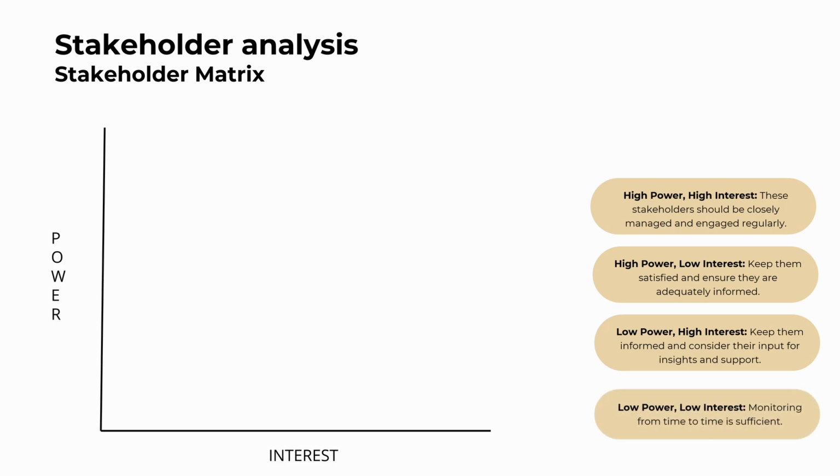And lastly, there is the low power, low interest quadrant. And this is where you find the stakeholders that you need to monitor from time to time. I do want to point out here that especially if business processes are spread out over a longer period of time, let's say a couple of years, that stakeholder positions could change over time.